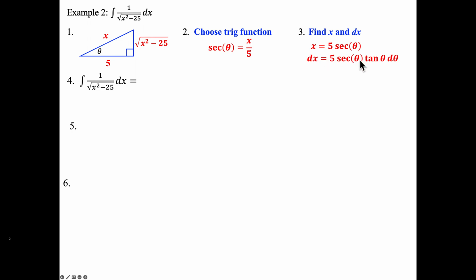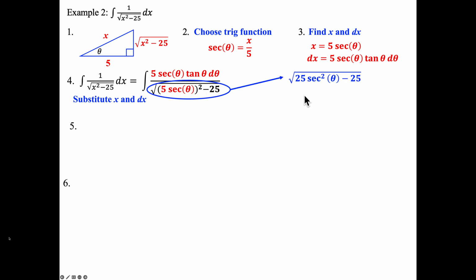So to keep this as x over 5, hypotenuse over adjacent is secant theta. Multiply the 5 to secant theta, that's my x. And now take the derivative of that. dx equals 5 secant theta tangent theta d theta. Make the substitutions. We'll put dx on the top, 5 secant theta tangent theta d theta. Put in our 5 secant theta for x.